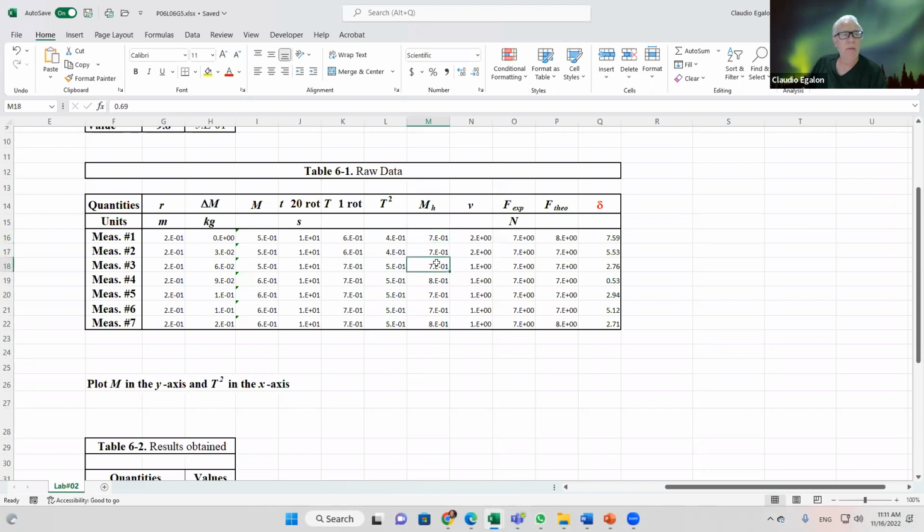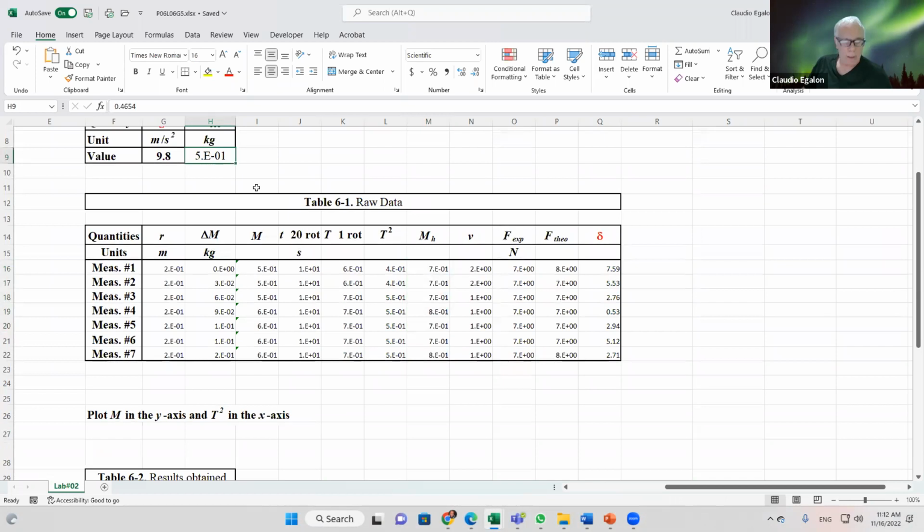720 grams, 700 grams, and so on, for this specific one. So here you go. All the data that you see here is the raw data of the first part. And now the raw data of the second part, which is to determine the force, the centripetal force, is here. Just this one.